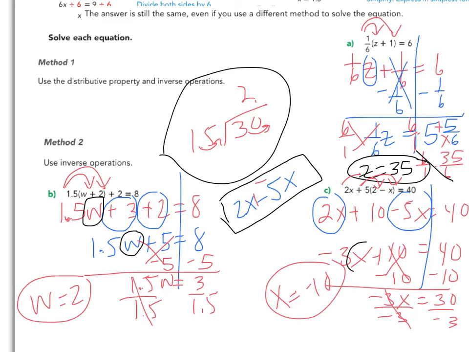Now we can circle our variable. We need to subtract 10 from both sides. 40 minus 10 is 30, so I have negative 3x equals 30. Now to undo the multiplication, we divide both sides by negative 3, and 30 divided by negative 3 is negative 10.